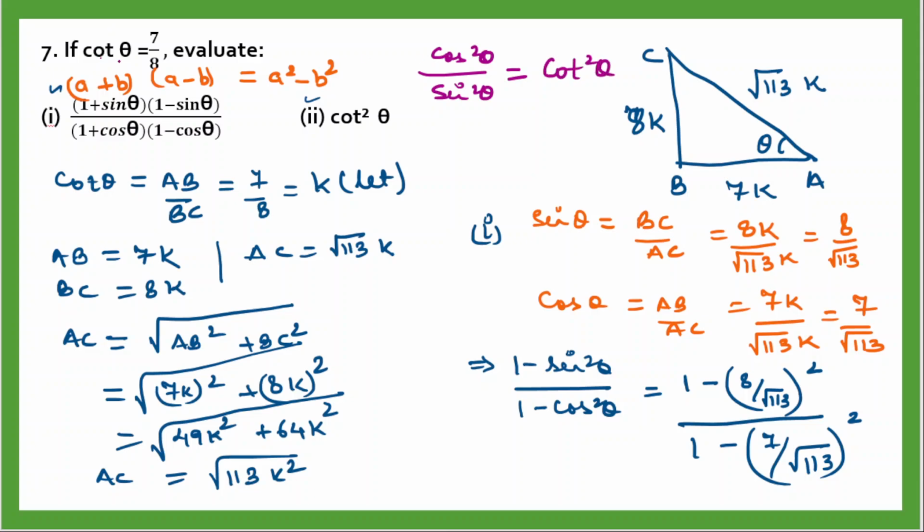And what is your cot square theta? Cot theta is given to you. So cot square theta is 7 by 8 whole square, which is your 49 divided by 64. Okay. So you can use trigonometric identities also. And the second part, cot square theta, which is equal to 49 divided by 64, we have already found out.